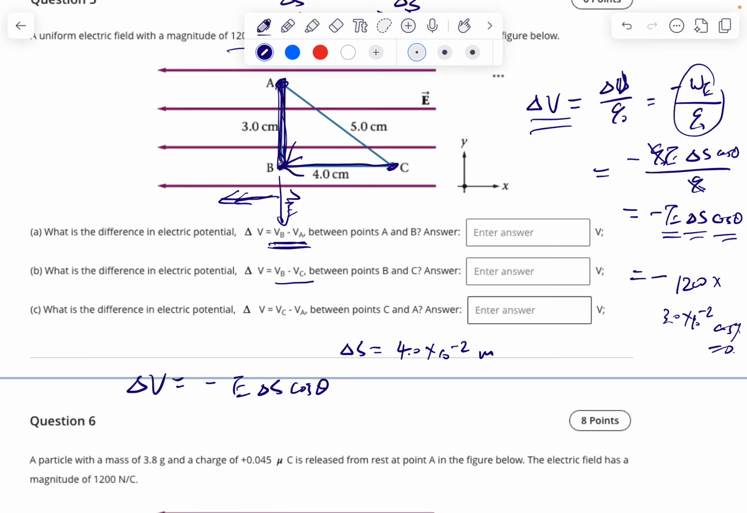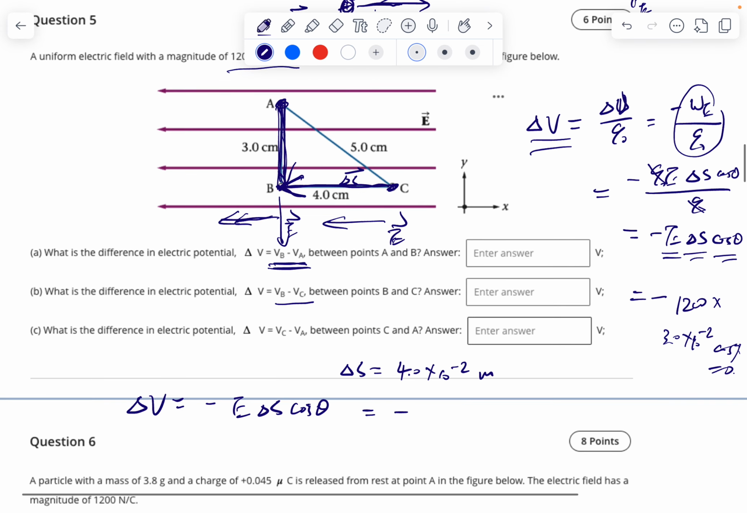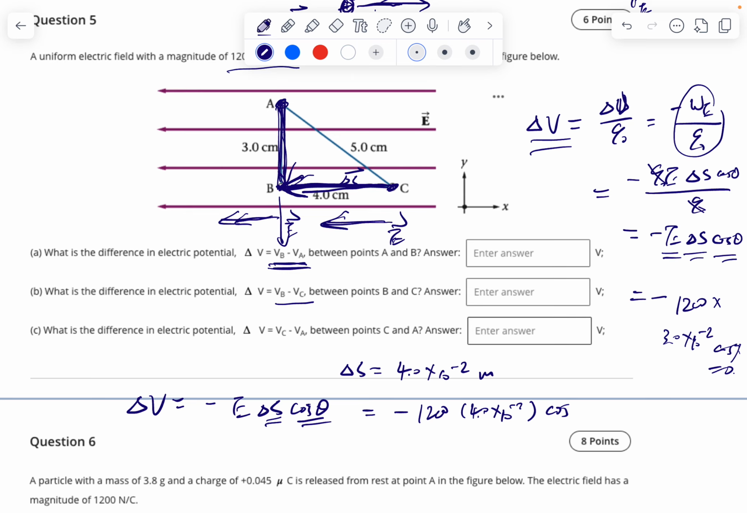So you can see this is the displacement, right? And what's the electric field? Electric field will be pointing in this direction, right? You see electric field and displacement, well, in the same direction. 0 angle, right? So this equal to negative 1200 times 4.0 times 10 to the negative 2 cosine angle, right? Angle between displacement, from C to B, and electric field is 0, cosine 0. Okay, cosine 0 is 1. All right.